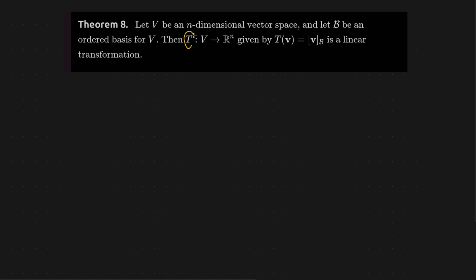We're going to be interested in the transformation that maps vector space V into R^n, given by the transformation T of v equal to the coordinate vector of v with respect to basis B. So we want to prove that this is a linear transformation.